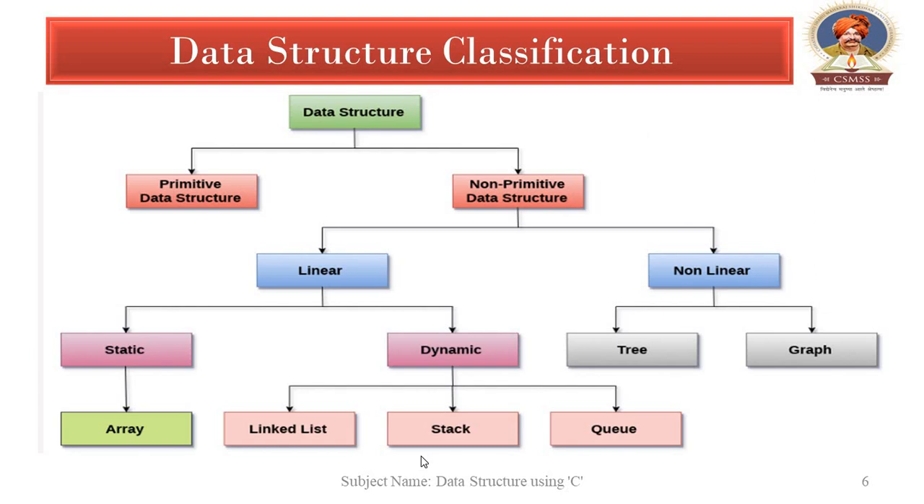Then next we see the data structure classification. Data structure is classified into two types. The first one is called a primitive data structure and the second one is called a non-primitive data structure. Non-primitive data structure can be classified into linear and non-linear. Again, linear is classified into static and dynamic. The example of static is array and the examples of dynamic are linked list, stack and queue. Non-linear data structure is classified into tree and graph.